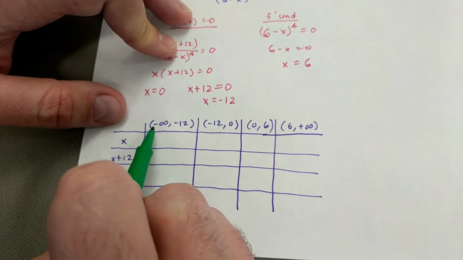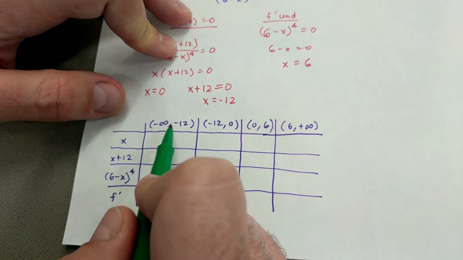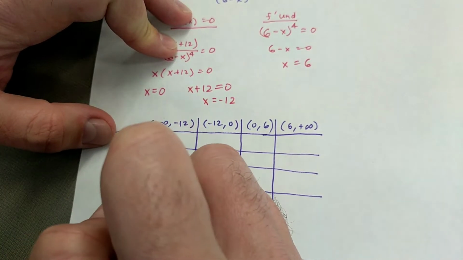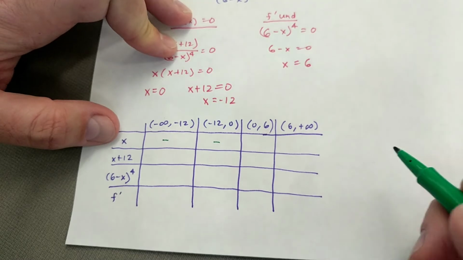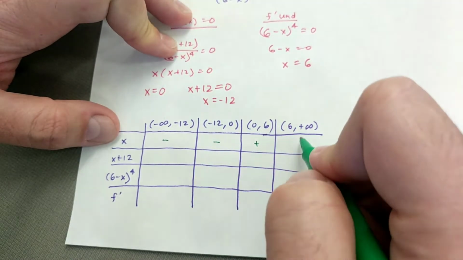So here we go. In this interval, you can think about a specific number. If you plug it in, what do you get? Well, here we get negative. It stays negative, x. Then it switches over to positive, and then positive.